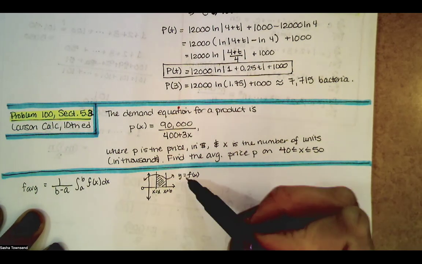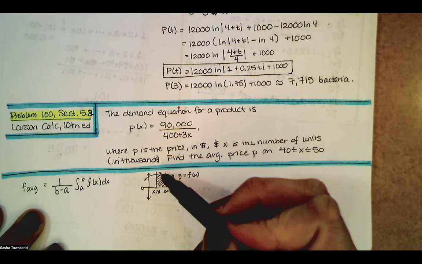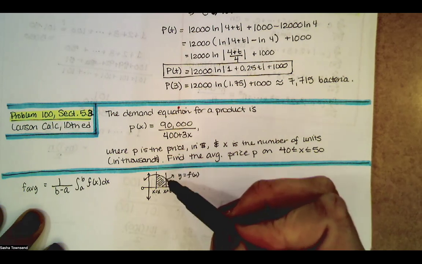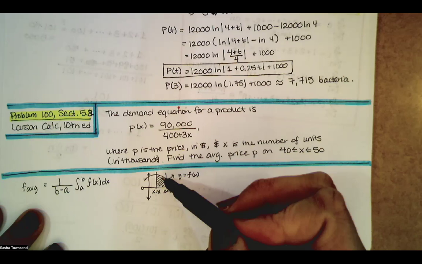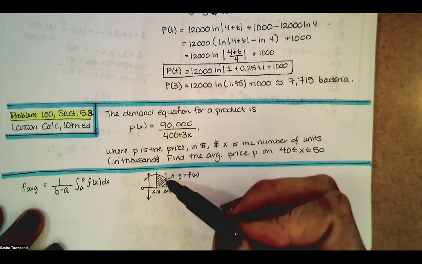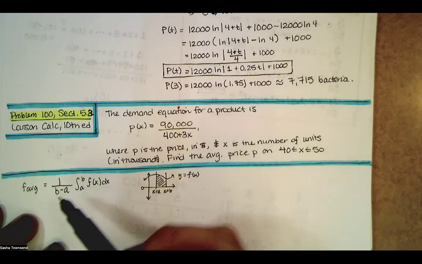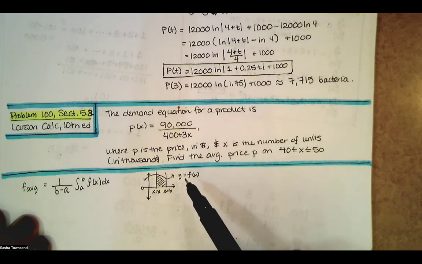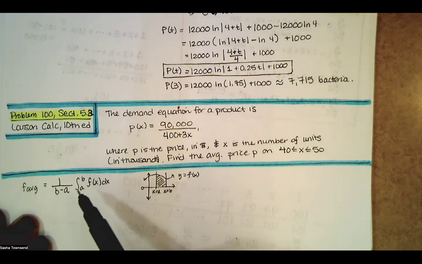On that interval, the y values are going to take on a continuum of values. So all of the y values from its minimum value on the interval to its maximum value on the interval are covered on that interval from x equals a to x equals b. So you'd say, okay, well, if I've got a continuum of values for my y values on the graph, how do I find the average?